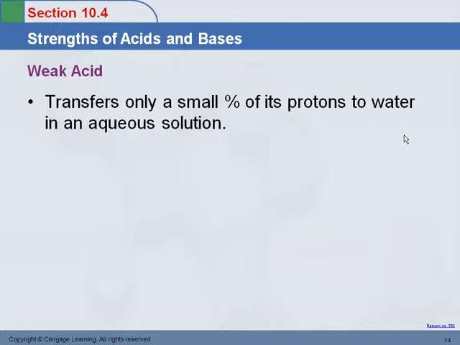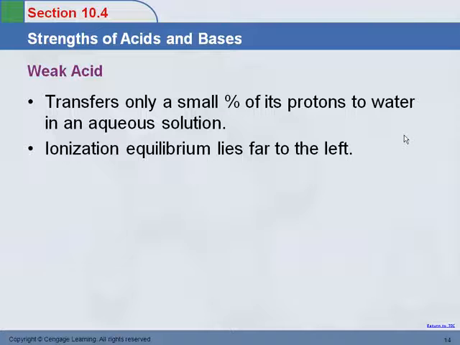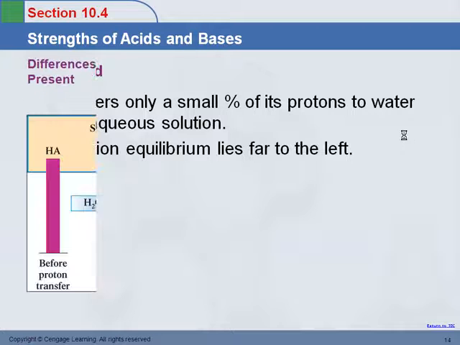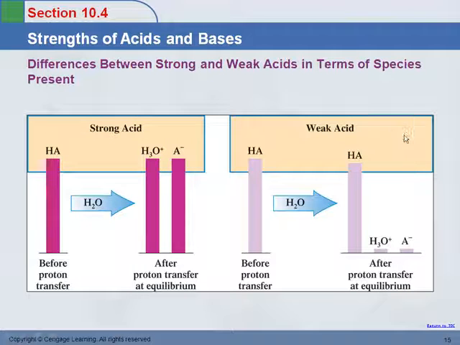Weak acids, on the other hand, don't give up all of their protons. In fact, they only give up very few of them. What that means is that reactants, in terms of the equilibrium, are heavily favored. So weak acids tend to stay together, their hydrogen ion tends to stay on the anion, and so you favor reactants heavily.